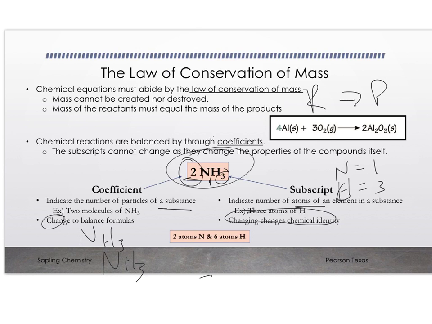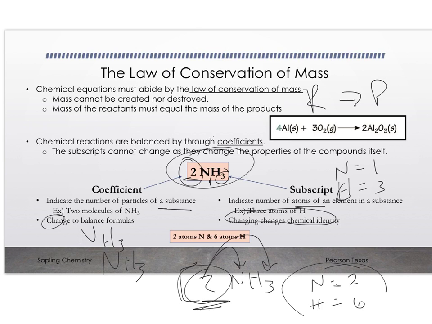So in total, if I were to count the total atoms in this example right here, the 2 times 1 nitrogen would mean I have 2 nitrogens, and then the 2 times the 3 hydrogens would mean that I have 6. So we use these coefficients in the front to change the number of atoms, because we always want to make the left side equal the right side.